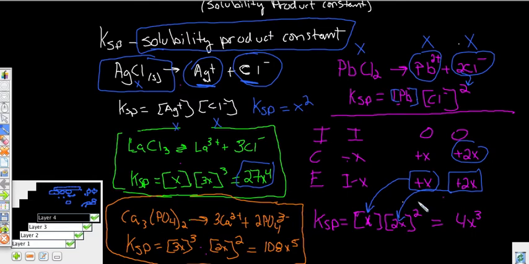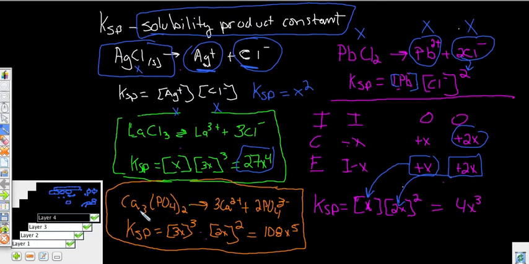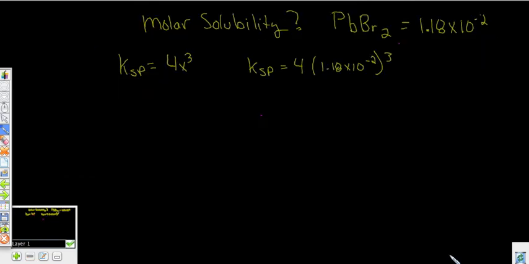So you could even do that with something bigger like calcium phosphate. Calcium phosphate ends up, in its balanced equation, as 3 calcium ions plus 2 phosphate ions. So our KSP is going to have this one cubed, and then that one squared, right? And then our ICE table is going to give us a value of 3x for this one and a value of 2x for that one if we wanted to solve for x. And so our total, if we mash it all together, is going to be 108x to the 5th. So how do we use that? Let's go ahead and use that.